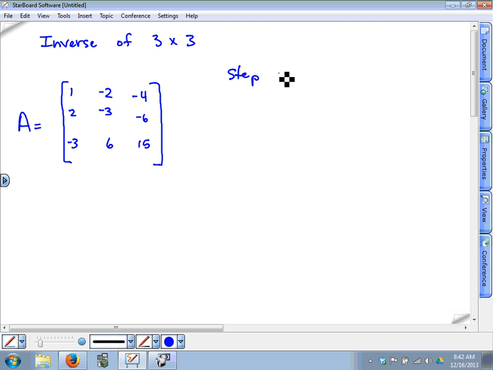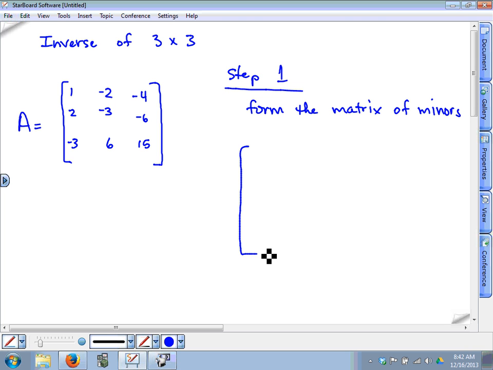So, step 1 is to form the matrix of minors, is what it's called. Matrix of minors. I love all the names for these. So a matrix of minors. It's still going to be a 3 by 3.